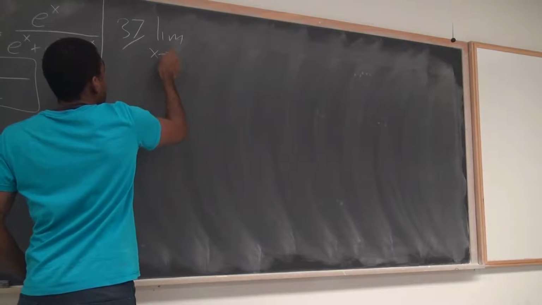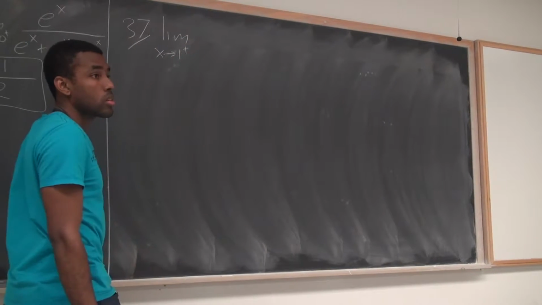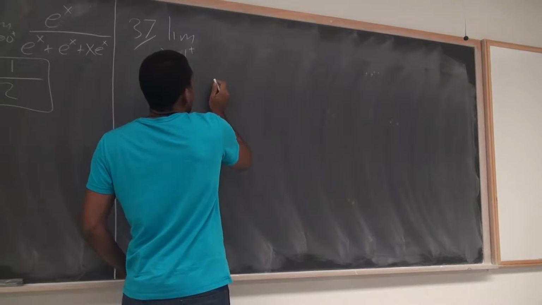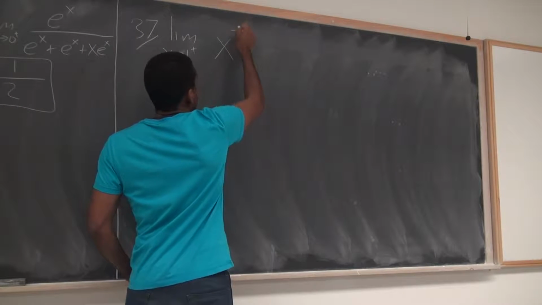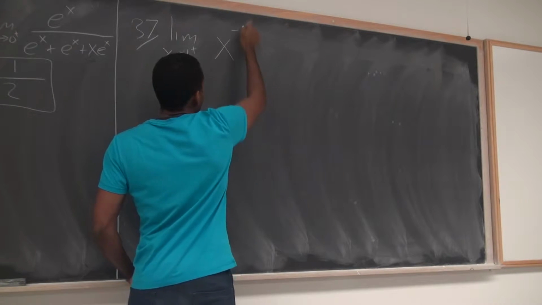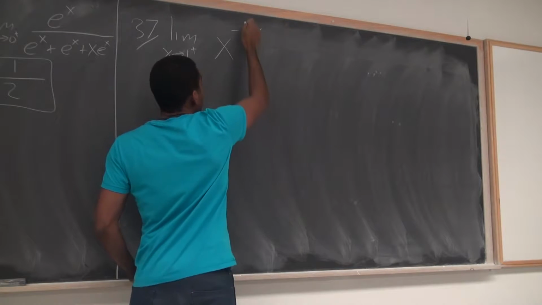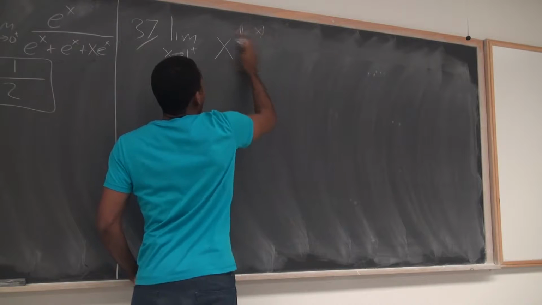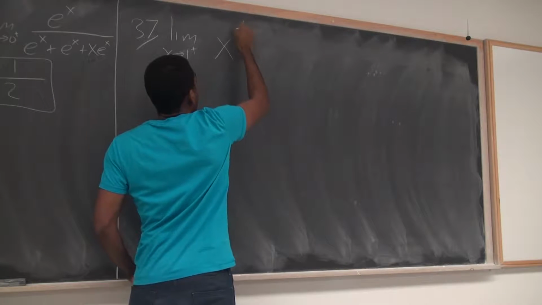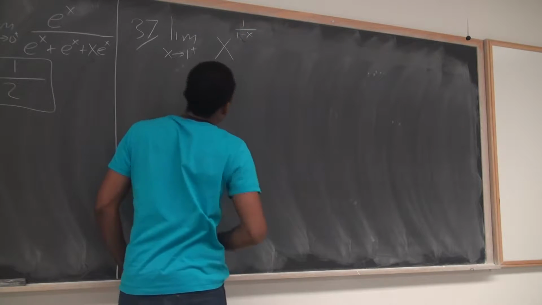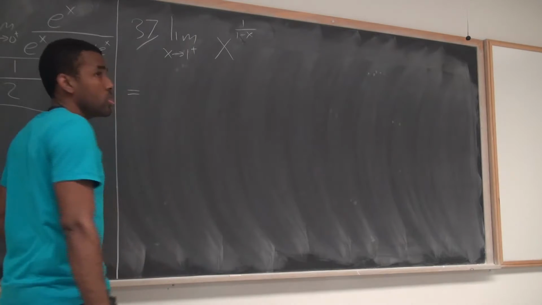The limit as x approaches 1 from the right of x to the negative 1 over 1 minus x. 1 minus x is in the exponent, as a fraction, 1 over 1 minus x. Okay. How do we do that one?